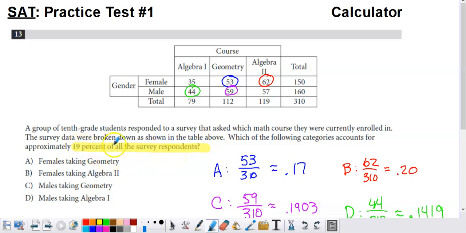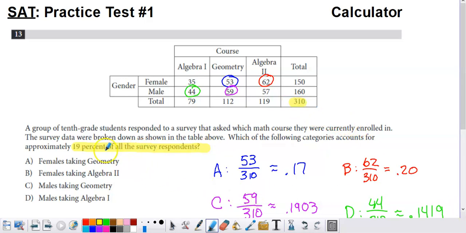The reason why I highlighted this right here is because they might try to throw a little bit of a curveball at you from time to time and say which represents 19% of all students in Algebra 1, or which represents 19% of all students that are female. In this case, it's 19% of all survey respondents. So all survey respondents is that total number, 310.